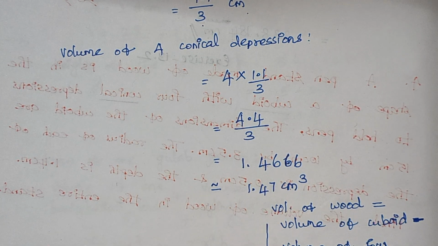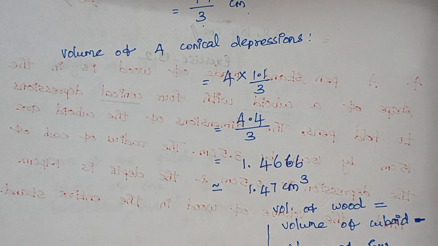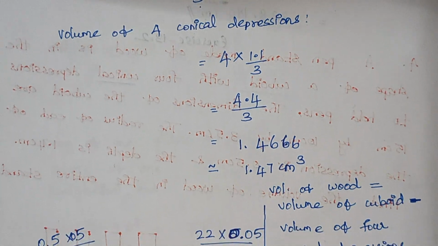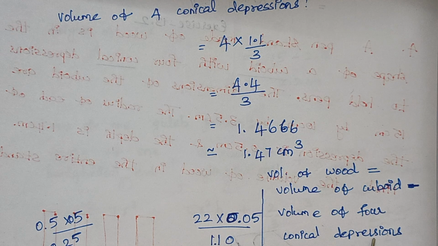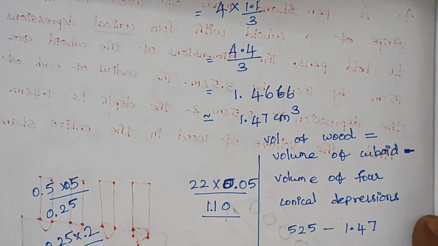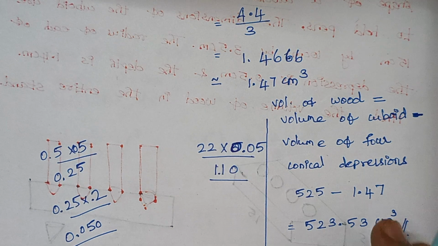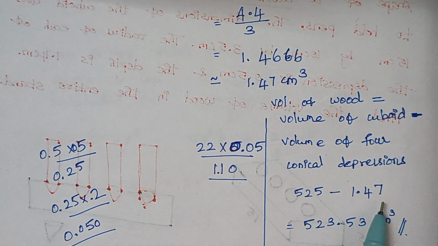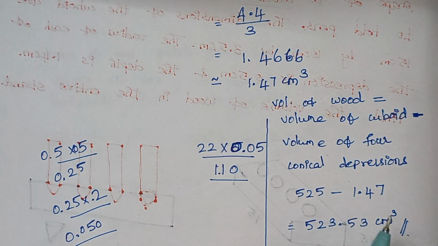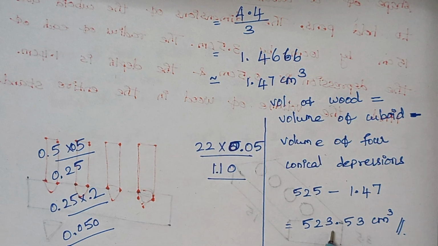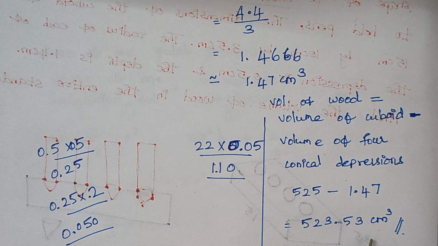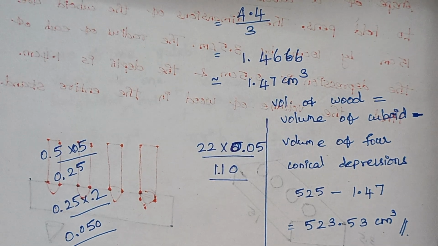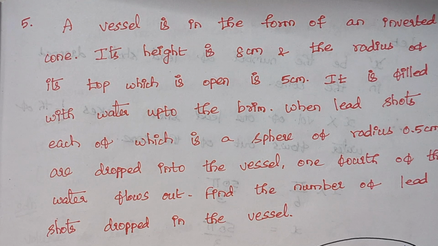Now we are going to find the volume of the wood. How to find the volume of the wood? It is nothing but the volume of the cuboid minus the volume of 4 conical depressions. The volume of the cuboid is 525 and the volume of the 4 conical depressions is 1.47. When you simplify, 525 minus 1.47 gives the answer 523.53 centimeter cube. So finally this is the volume of the wood.